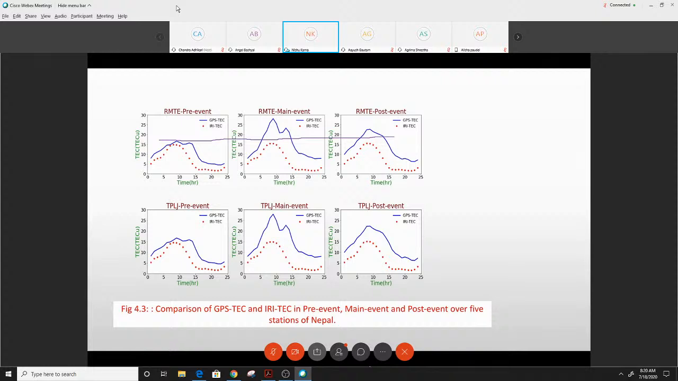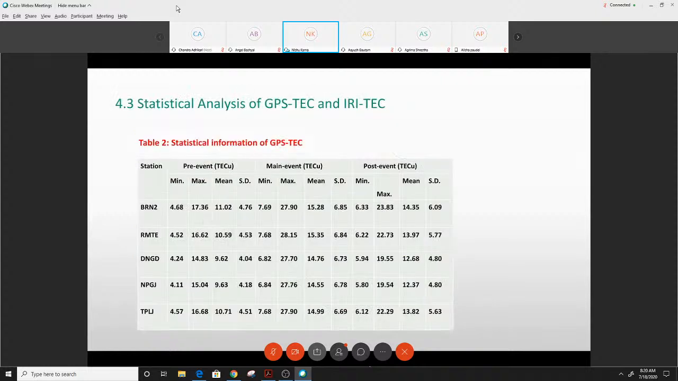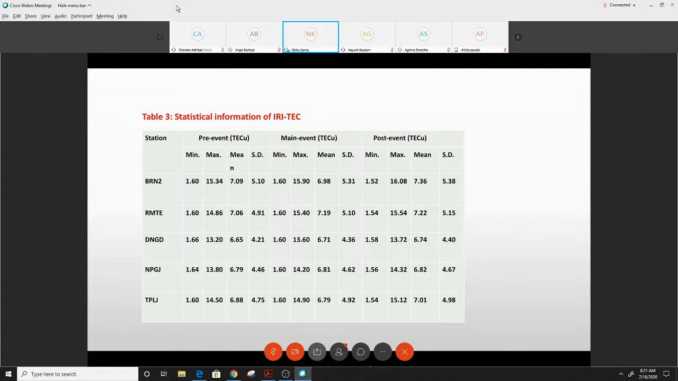But in the IRI 2016 model, there was almost the same TEC variation in all the events for all the stations, and we do not see any particular effect of the storm. And we see the IRI 2016 model underestimates the GPS measurement. We see the other statistical information of GPS TEC in table number 2 and IRI TEC in table number 3.